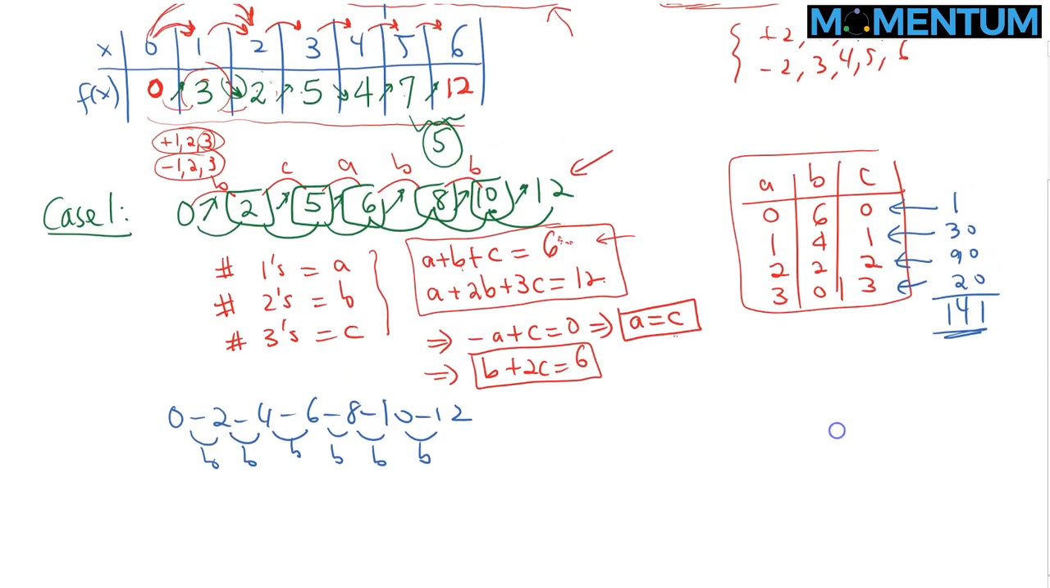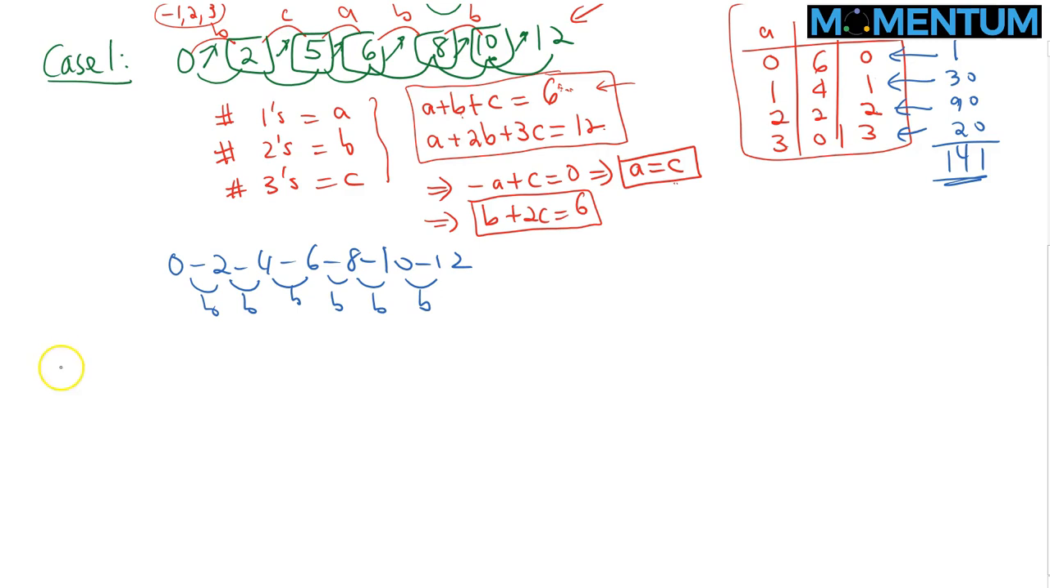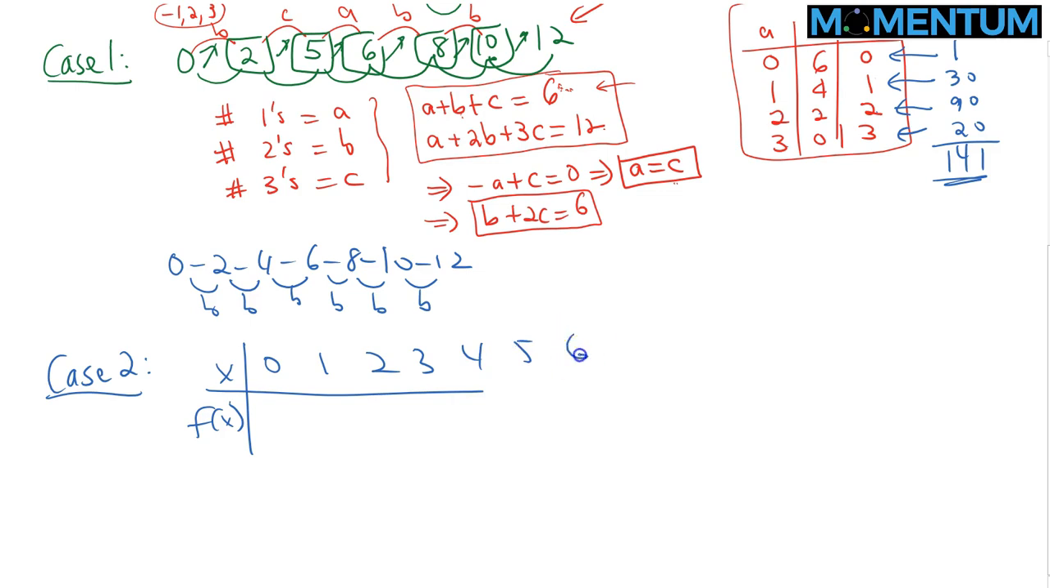Case 2 is slightly more involved, but still not too much more. So case 2 is the following case. Again, we have our x values and f of x values, 0, 1, 2, 3, 4, 5, 6. We have established that this time there will be one decline, one decrease. For example, let's say that the decrease is over here. So what can happen? We know that we have to start at 0 and we have to end at 12.